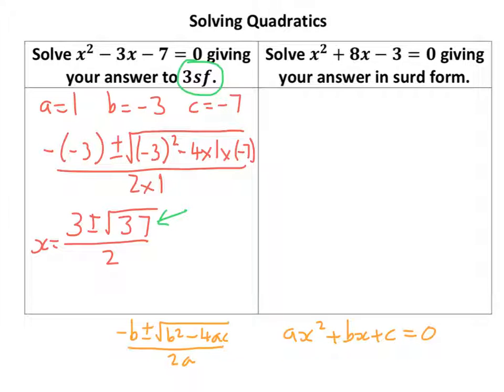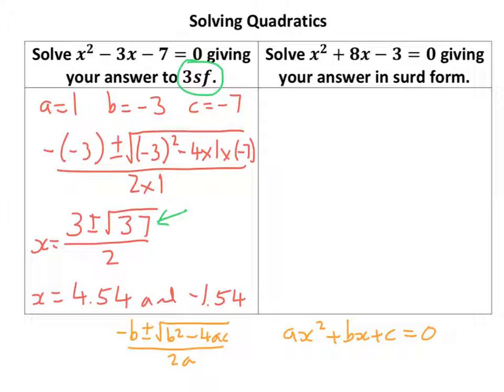Right, now all we do is stick that into your calculator, so you get 3 plus root 37 all over 2, which is, so I get x equals 4.54 to 3 significant figures, and if I swap the plus for a minus, I get -1.54. There you go. So that's the first thing.